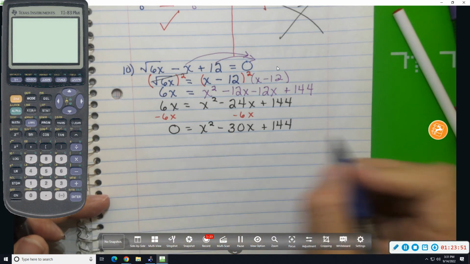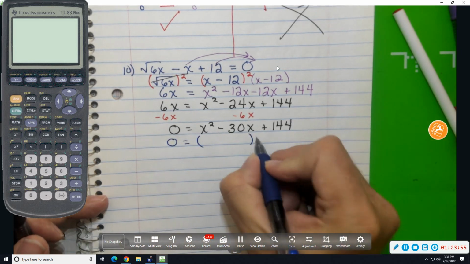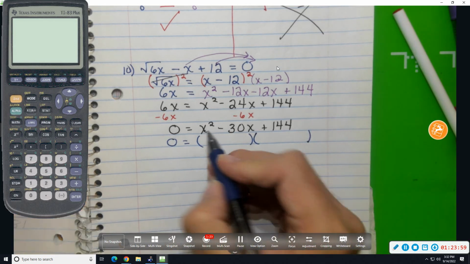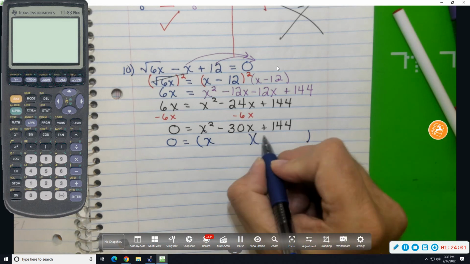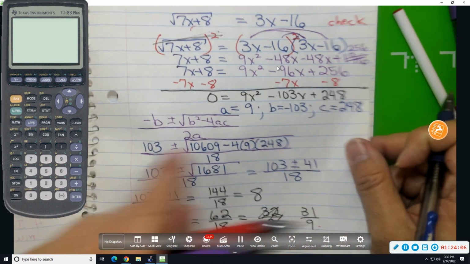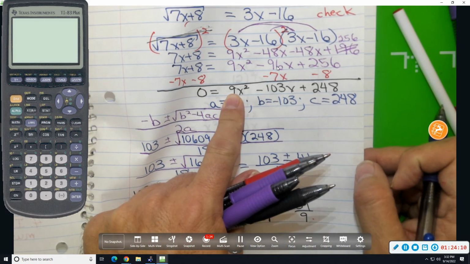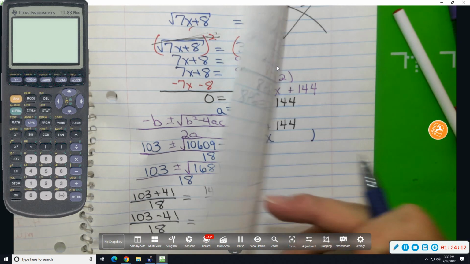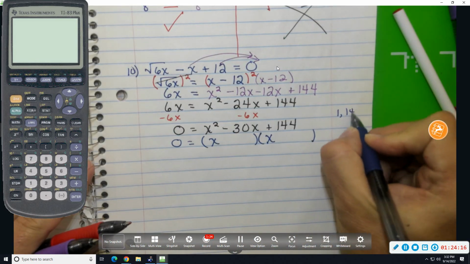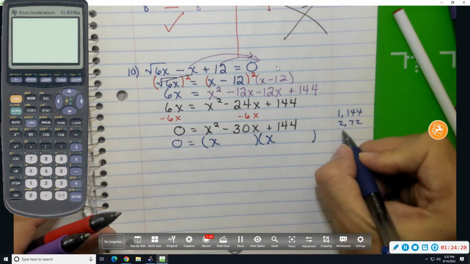24 times 6. Tim, we were going to try to figure that out together. Since it's just an x squared, we'll put x and x. That's one thing that makes this one easier than the one over here, where we had a 9x squared. And for 144, I think in numbers, 144 times 1, 2 times 72.